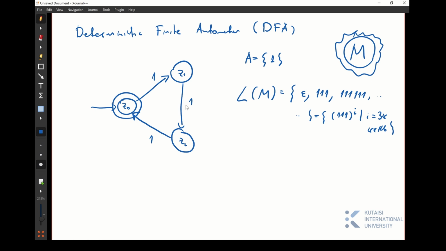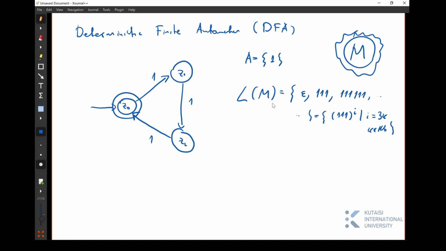Is that correct? It is intuitively clear that if you have a bunch of ones, this is, by the way, called a unary language. There are no zeros, there are just ones. All languages over the alphabet {1} are called unary. So it only accepts those unary strings whose length is a multiple of 3.